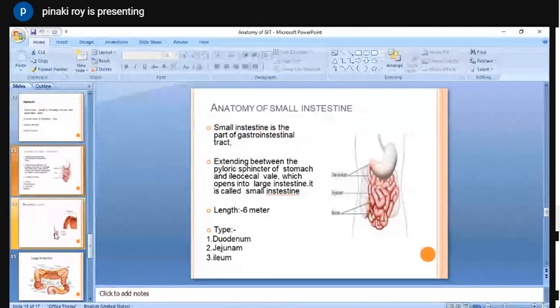So, any disease in the small intestine, one important thing is this malabsorption, that is tropical sprue. Another is Crohn's disease. Have you heard the term Crohn's disease?